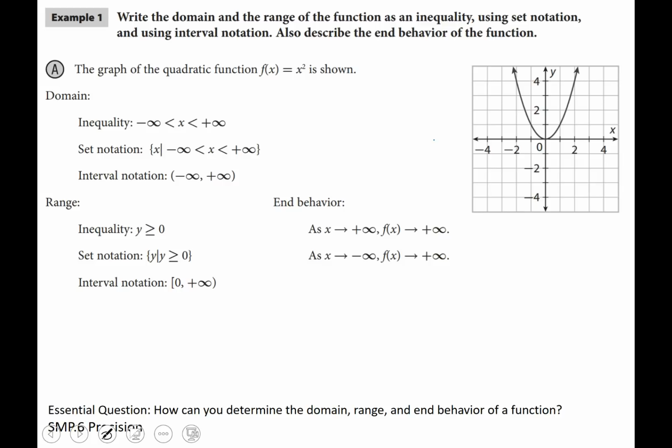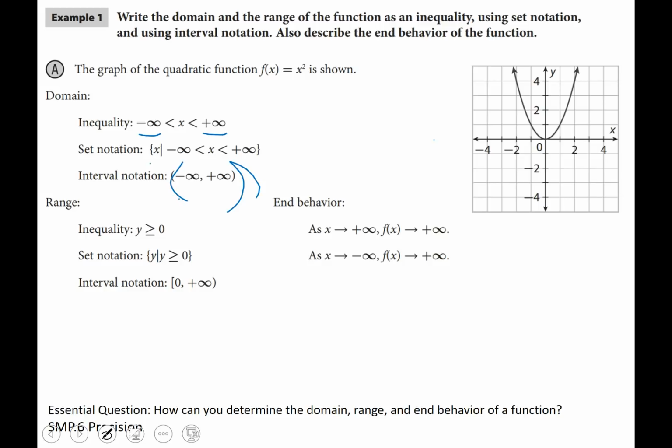So the way that we write that is for the inequality, we say it goes from negative infinity to positive infinity. And again, infinities are always open. For the set notation, we write the x and the bar with the same as the inequality. And for interval notation, we'd say from negative infinity to infinity with parentheses.